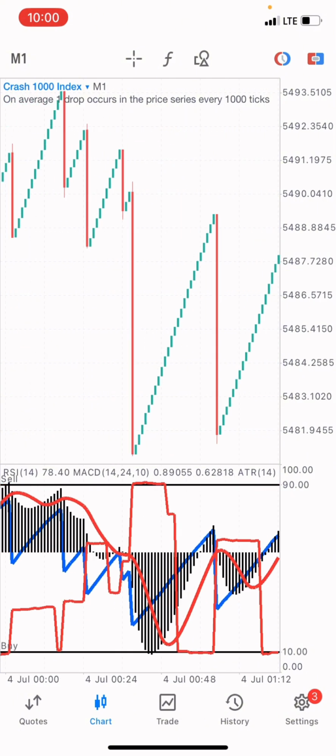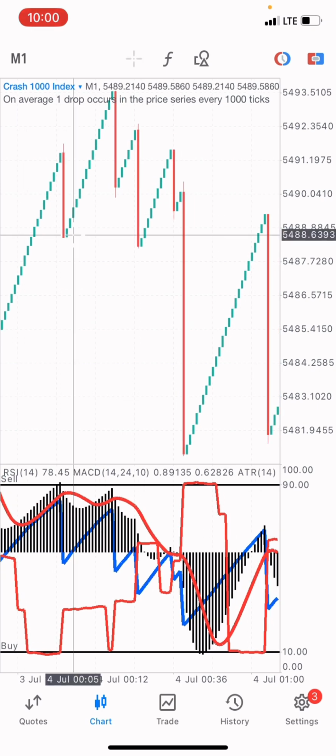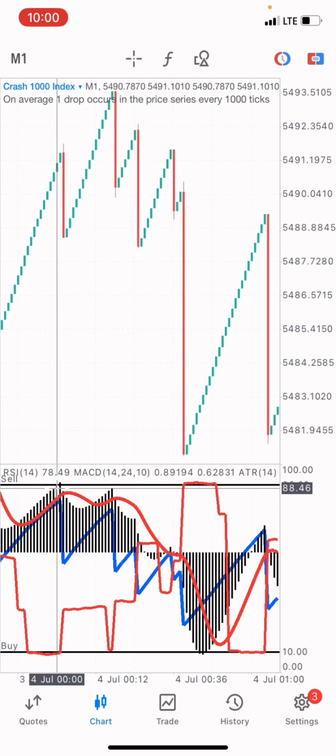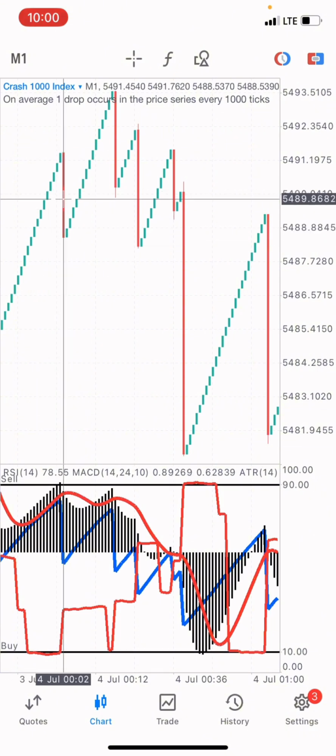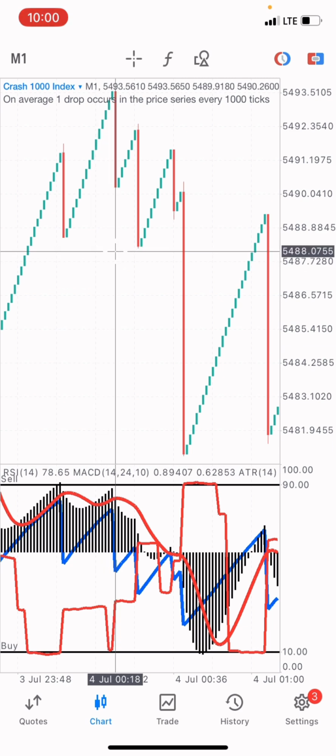Okay, now take a look here. At this point, the level of 90 here, immediately there was a spike. At this point here again, immediately you can see there was a spike. So this is the perfect way for you to get the next spike movement without losing a trade.